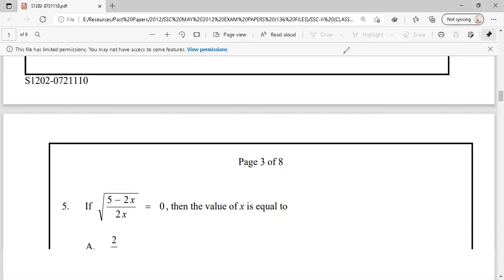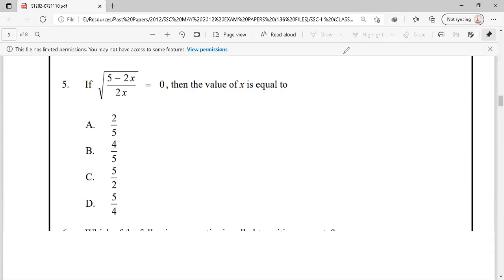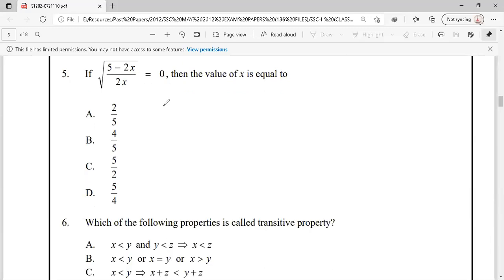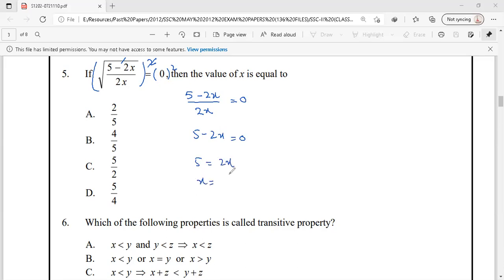Let's move to our question number 5. In question number 5, we have to find the value of x. So let's take square on both sides of the equation so that this square and square root will be cancelled out. 5 minus 2x over 2x will be equal to 0. So 5 minus 2x is equal to 0, 5 is equal to 2x, so that x will be equal to 5 over 2. So the correct answer is option C.